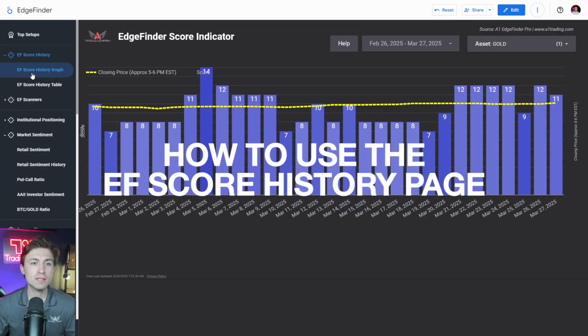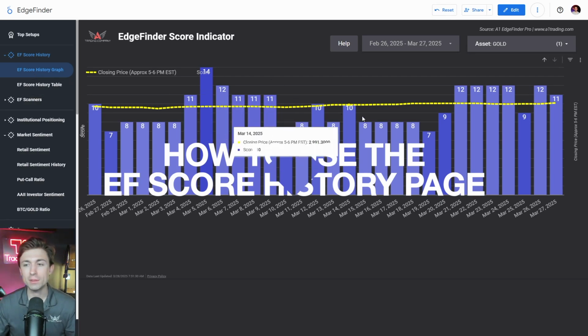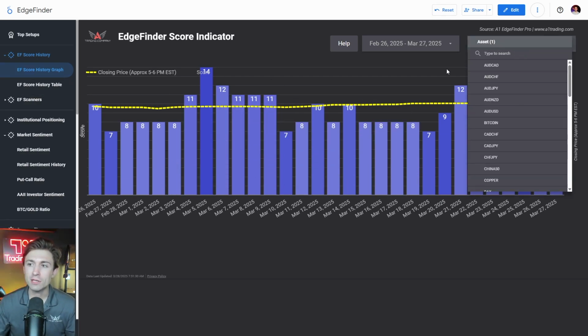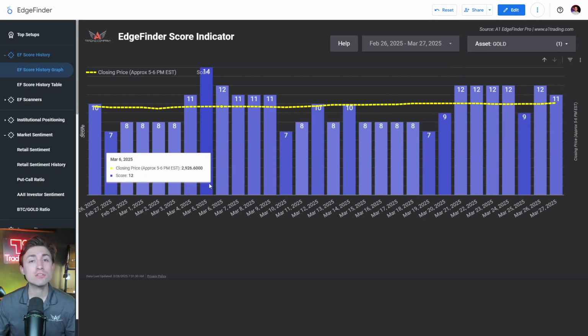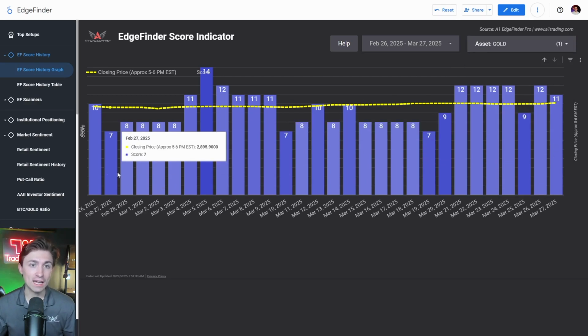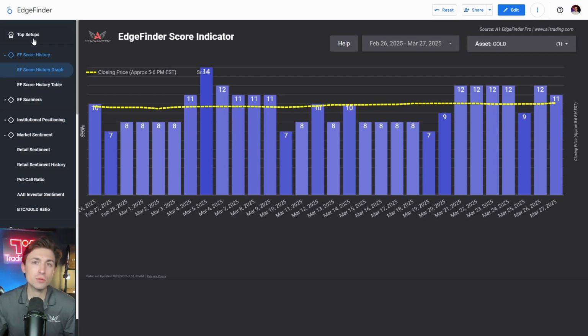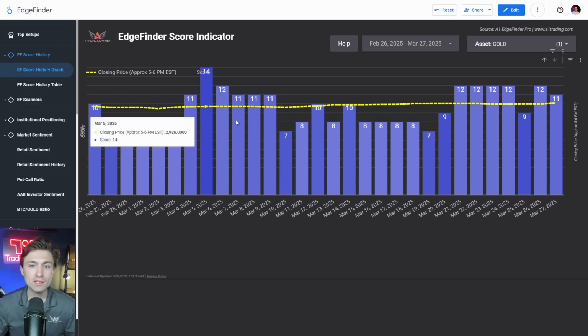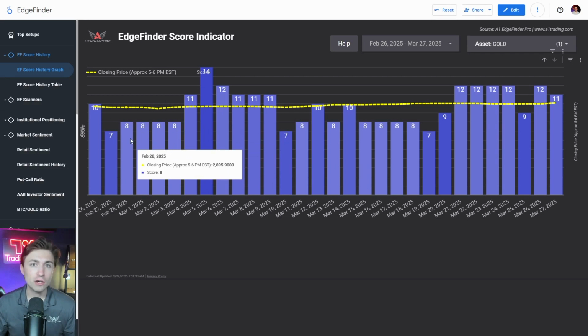Next up, we can take a look at the EdgeFinder's score history graph and table. We'll get to that in just a second, but the graph shows you when you select a particular asset, in this case, gold, the historical scores being produced by the EdgeFinder's top setups page. Now, this is really useful for people who are looking to backtest or to understand how fresh a reading from the EdgeFinder actually is. Was it bullish a week ago? Was it bullish as of yesterday, etc.